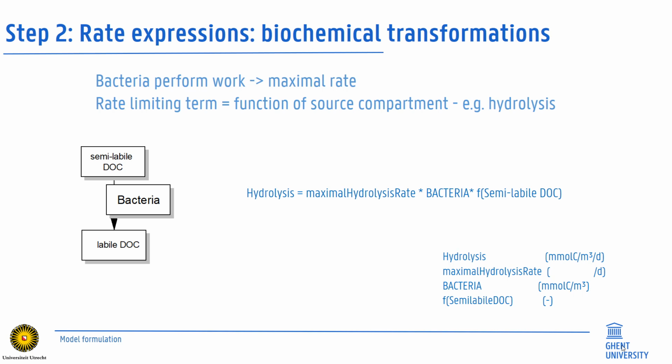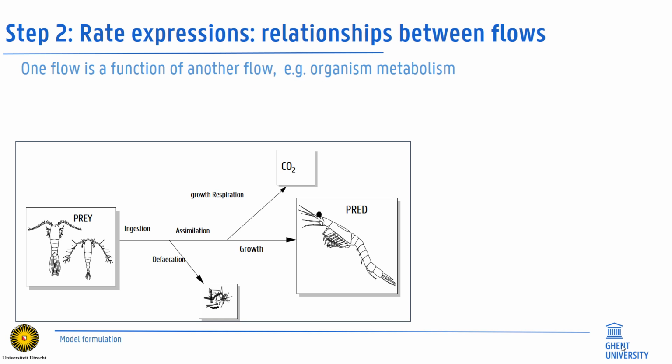So far, rate expressions have been used to link variables by flows. They may, however, also be used to couple different flows. In the below predator-prey relationship, the interaction not only provides a carbon flux from prey to predator, but also to detritus by defecation and to CO2 by activity respiration. All these relationships are related as an organism cannot produce more feces than the amount of food ingested.